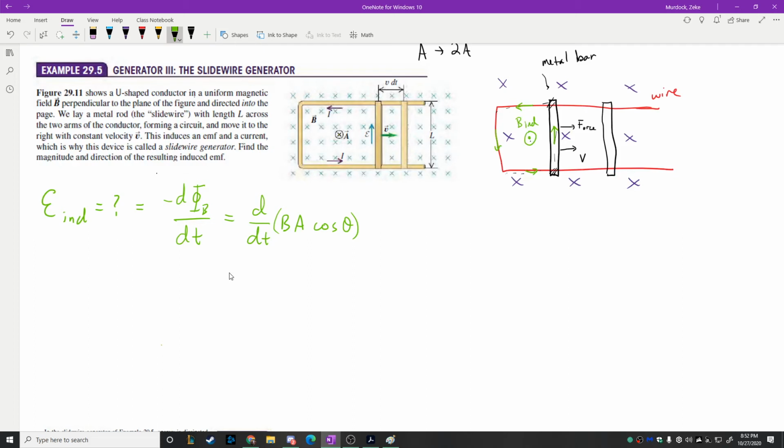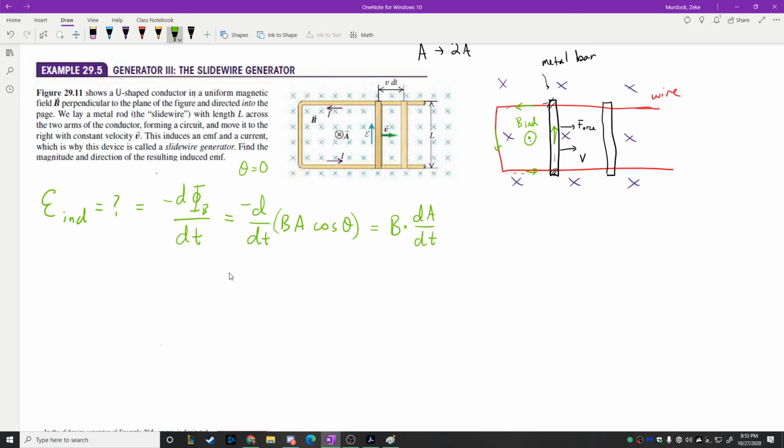Well, A you can see here is pointing into the page. The area vector is pointing into the page. The magnetic field is also pointing into the page. That means the angle here is going to be 0. All right. The magnetic field is actually something that's not changing in this problem, so we're going to pull that out. So we end up having to do the derivative of the area with respect to time.